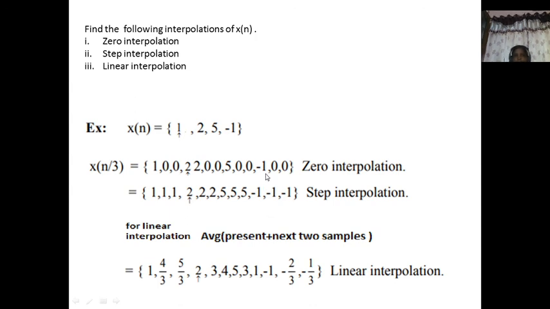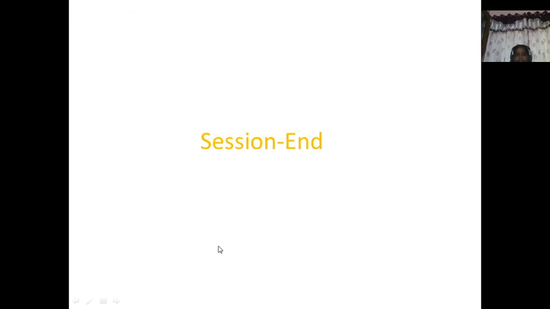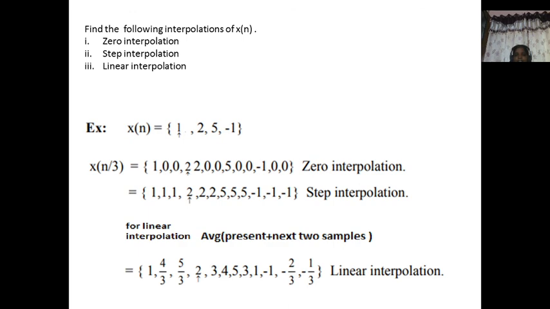Here, instead of having only one 0, we are going to have two zeros. What does it mean? Capital L equal to 3 we are carrying here. For linear interpolation, the average can be taken as the present sample plus the next two samples. The averaging procedure may be different, but we can call it a linear representation. So these two samples we are carrying, capital L equal to 3, and the averaging procedure is also somewhat modified here.